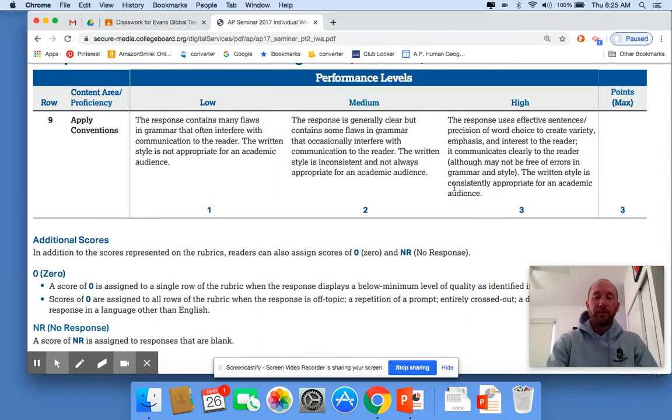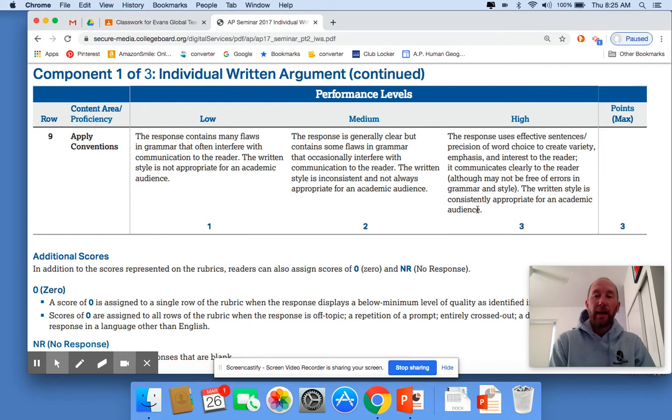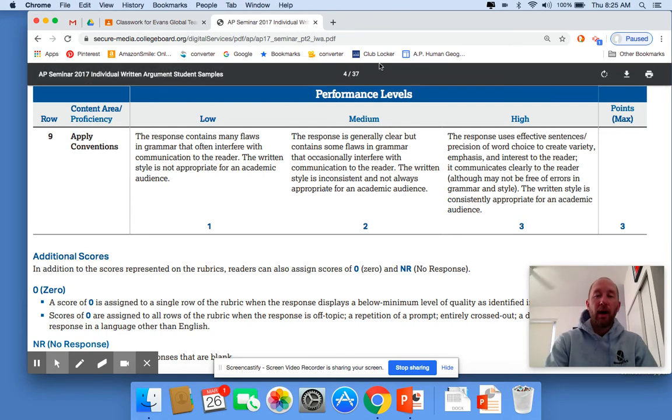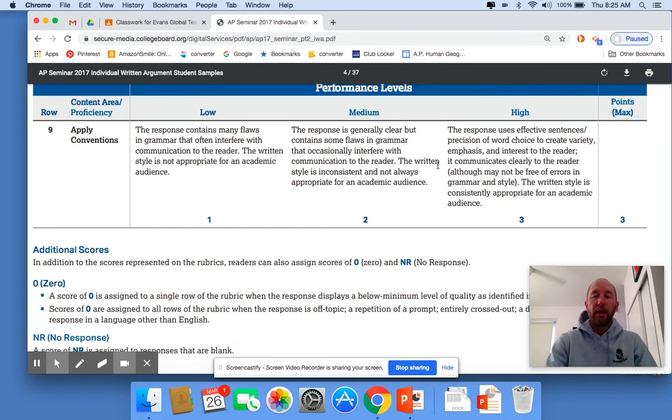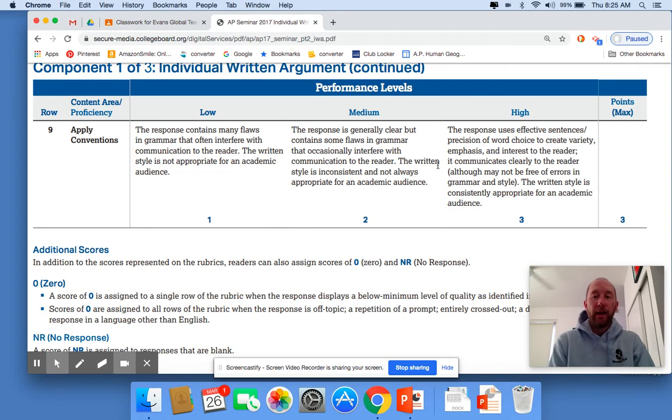Lastly, row 9. The response uses effective sentences, precision of word choice to create variety, emphasis, and interest to the reader. It communicates clearly to the reader, although may not be free from errors in grammar and style. The written style is consistently appropriate for academic audience. So are we using academic language? Are we using grammatically correct sentence structure? This is why I've been drilling you guys about keep using Grammarly, keep using Quillbot. I put up a draft in Turnitin that can also check your grammatical structure. Feel free to drop your Google Doc into Turnitin and check it out there.